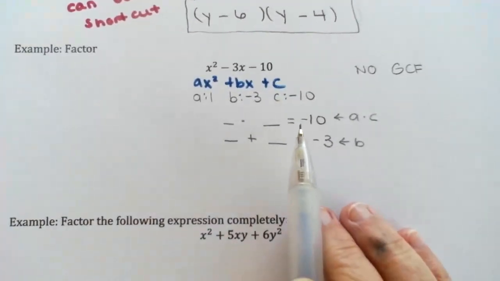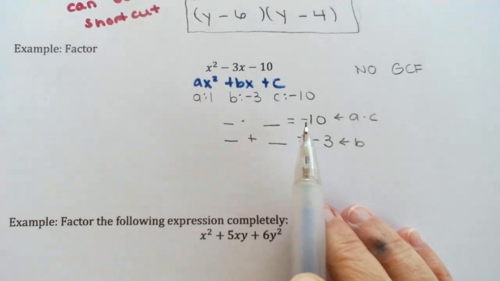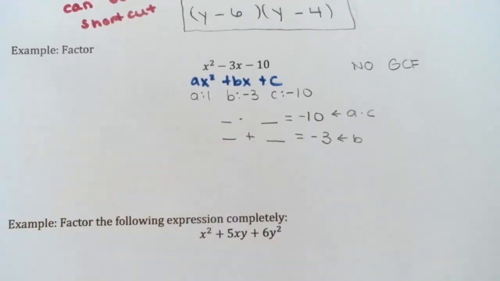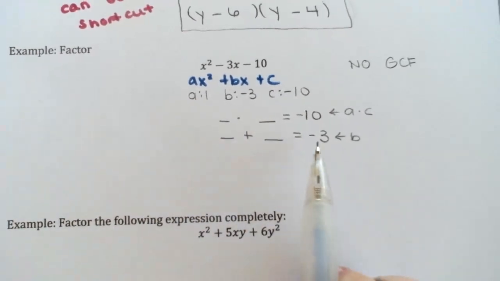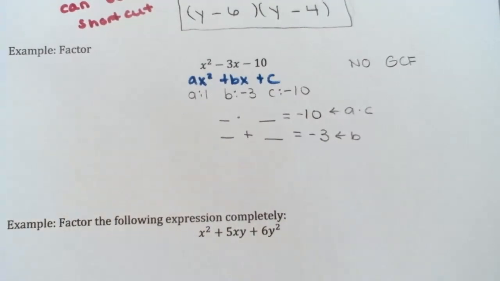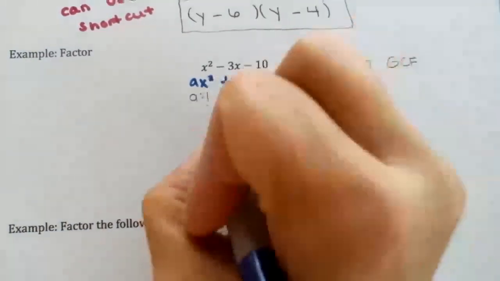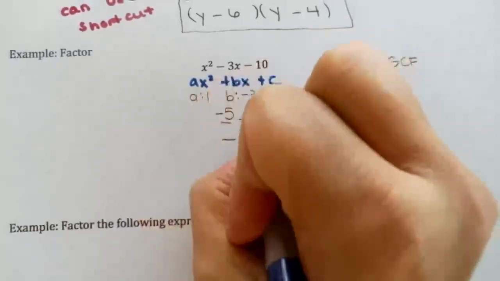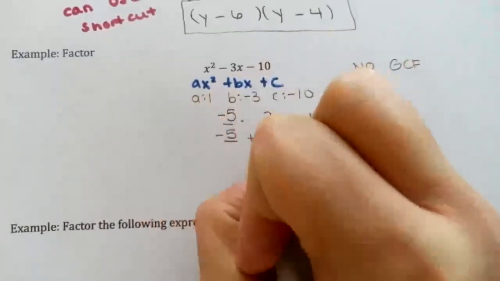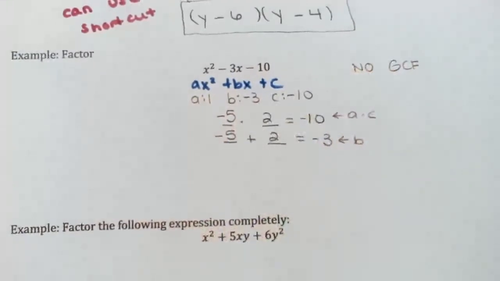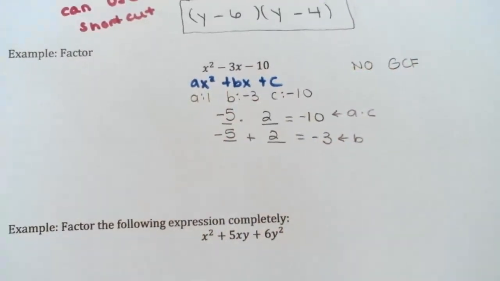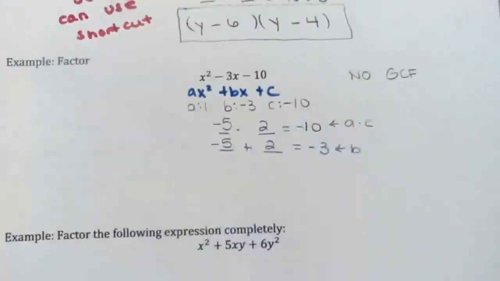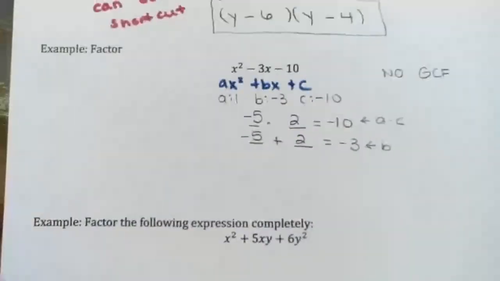Okay, again, I know they have to be different signs in order to multiply together to give me a negative. So one positive, one negative. The bigger number should be negative to give me negative 3 whenever I add them together. So I'm thinking 5 and 2. So negative 5, because 5 is bigger, and positive 2. Negative 5 times positive 2 is negative 10. Negative 5 plus 2 will give us negative 3. So those are the only two numbers that'll work.